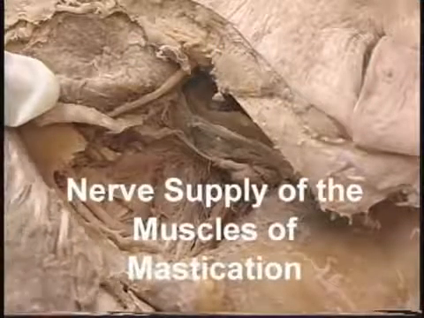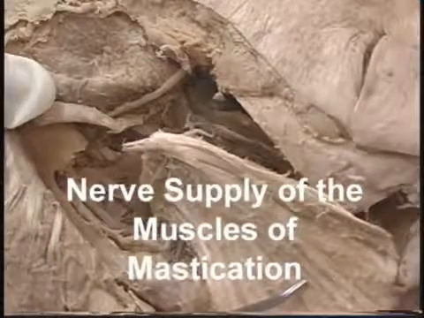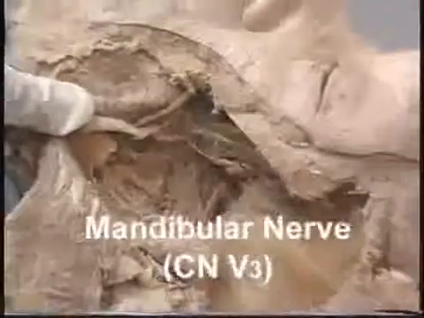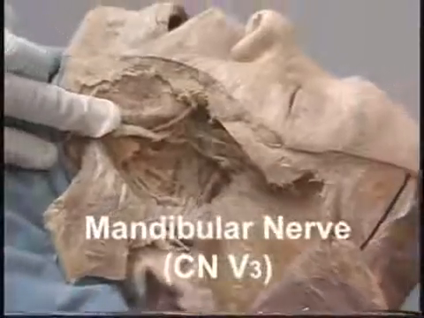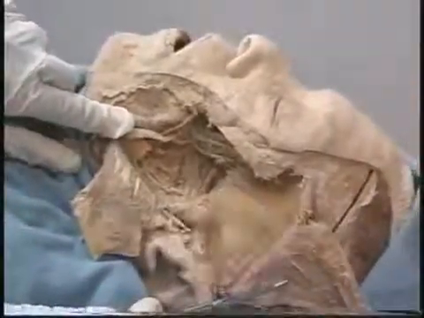The nerve supply of the four muscles of mastication is by the mandibular branch of the trigeminal nerve. They supply the muscles of mastication.